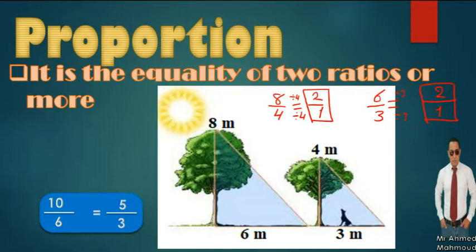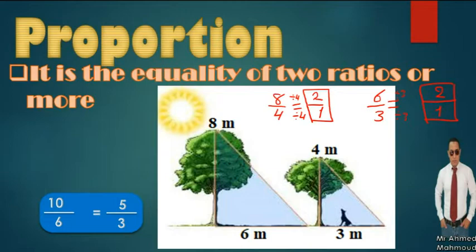Then we get two equal ratios. Then we get two proportional pictures. Okay, those are called two proportional pictures, and the fractions here are called two proportional quantities, 8 over 4 and 6 over 3. Okay, now I have explained the meaning of the proportion.